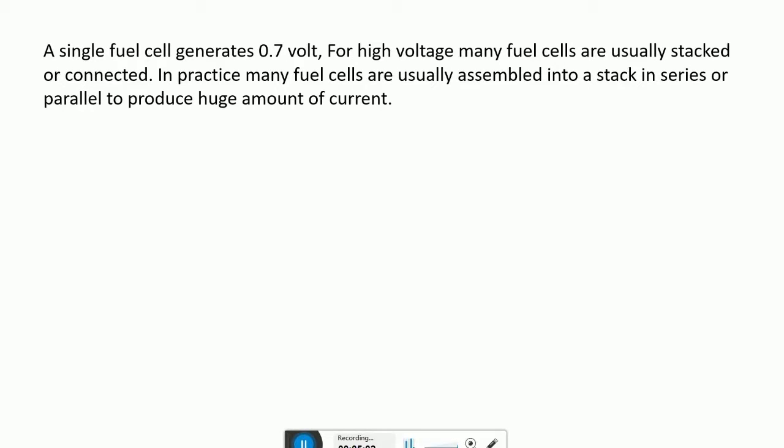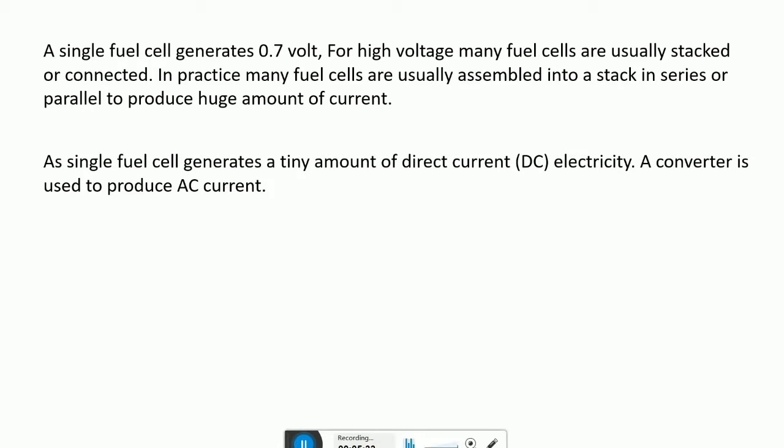A single fuel cell generates nearly 0.7 volt electricity. For a high voltage, many fuel cells are stacked or connected, but actually fuel cells are assembled in series and or parallel combination to produce large amount of current and voltage. As a single cell generates a small amount of electricity, which is DC electricity, if we want to convert this DC electricity into AC, then an inverter is used.